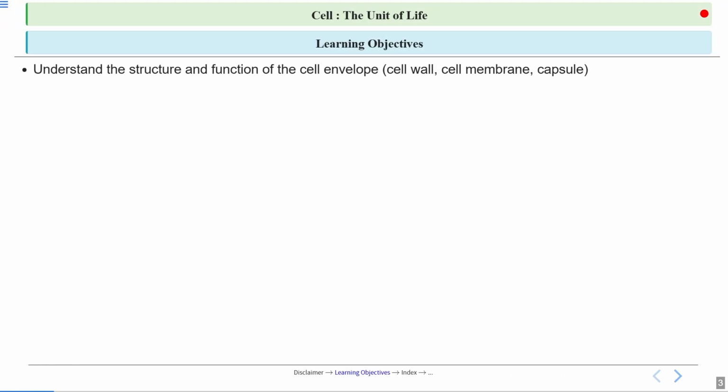So what are the objectives of today's session? We will understand the structure and function of the cell envelope. We'll talk about the cell wall, cell membrane, as well as the capsule. Then we will identify various modifications of the cell envelope, and we'll talk about these modifications.